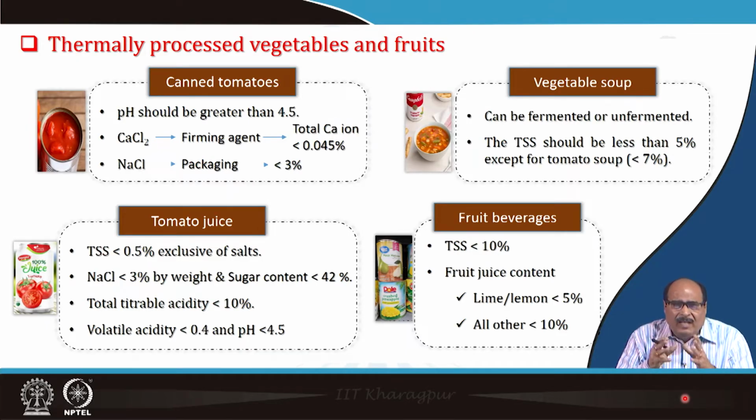The values which I am telling you are indicative of the FSSAI guidelines, but if you go and look at the FSSAI website, you will find the details of various aspects. I have just given major points here. Similarly, in the case of tomato juice, its TSS should be less than 0.05% exclusive of salt. Sodium chloride should be less than 3% by weight, and sugar content should be less than 42%. Titratable acidity should be less than 10%, volatile acidity should be less than 0.4%, and pH should be less than 4.5.